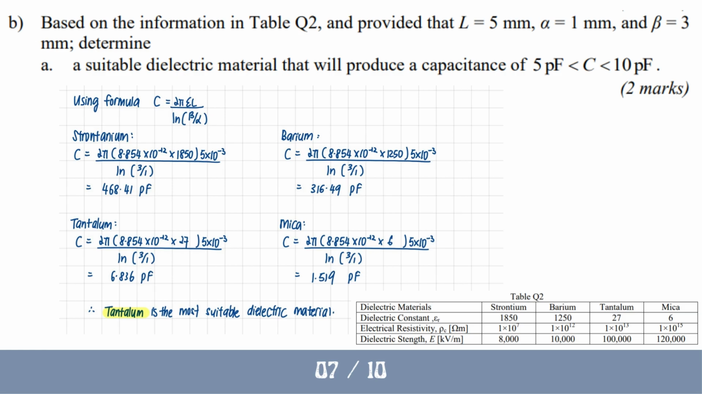For question 2(a)(i), to determine a suitable dielectric material that will produce a capacitance of 5 picofarad to 10 picofarad, we will use the formula C equals 2 pi epsilon L over ln beta over alpha to determine the capacitance of each material listed in table Q2. After calculation, among strontium, barium, tantalum, and mica, tantalum is the most suitable dielectric material, with capacitance C equal to 6.836 picofarad.